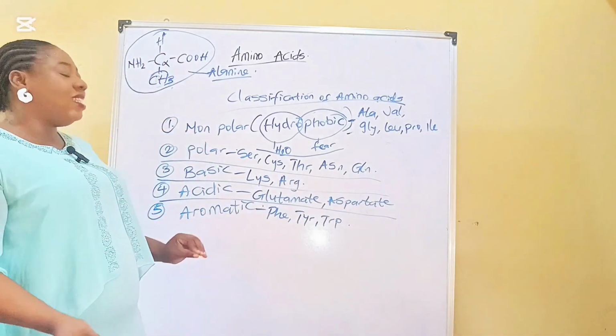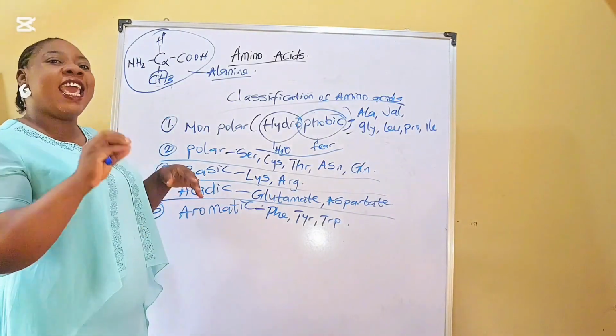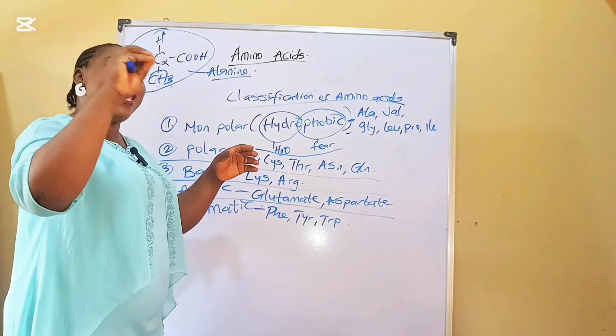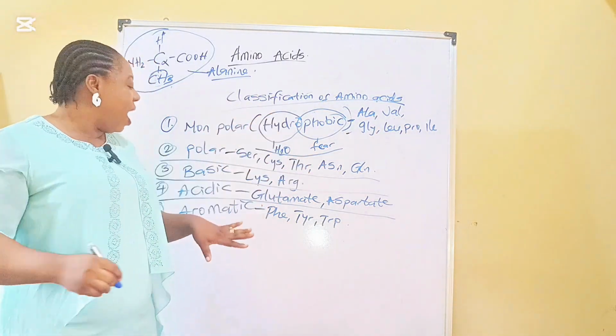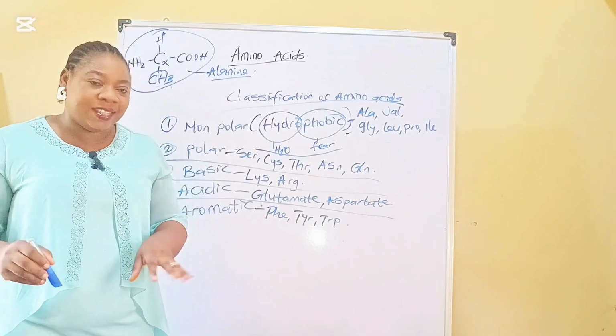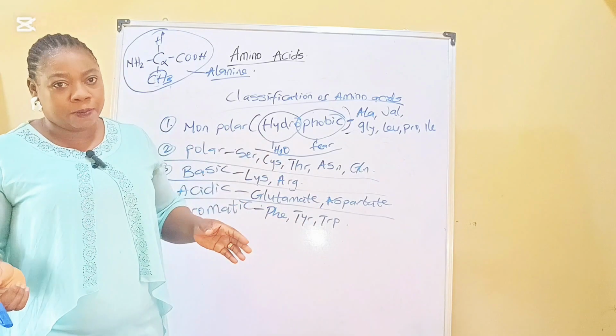Now, the last one is the aromatic amino acids, meaning that in the side chain they have a ring shape. So we have the aromatic amino acids. Examples include phenylalanine, tryptophan, and others.